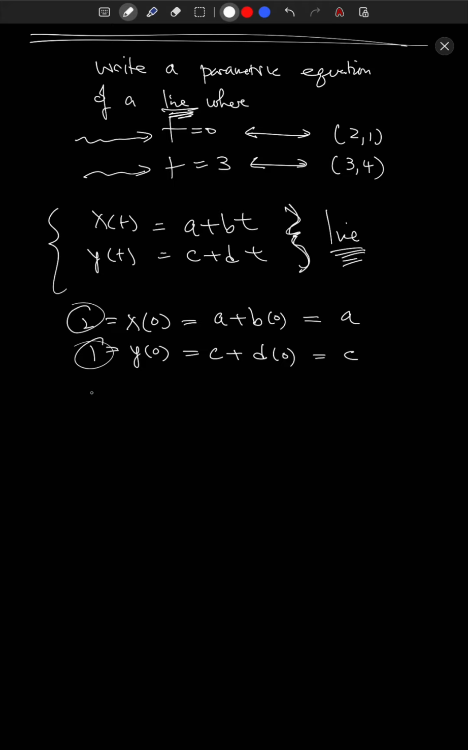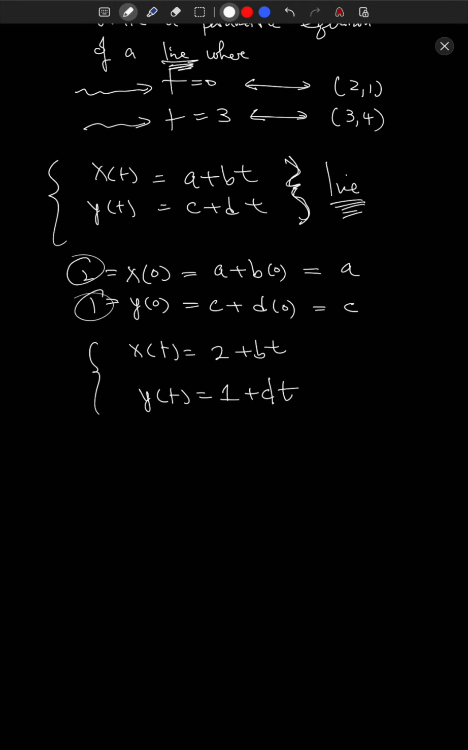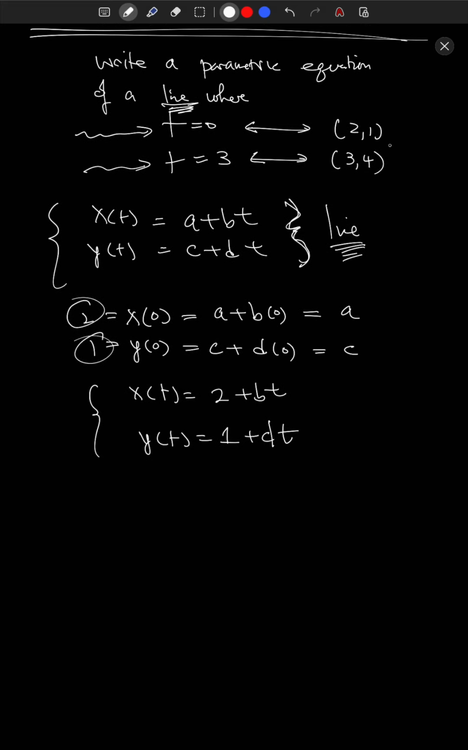And so let's update our information here. x of t is equal to 2 plus bt. And y of t is equal to 1 plus dt, sorry. Now we need to figure out what b and d are. So we use the second bit of information, the t equals 3, right? x of 3, we're told, should be 3.